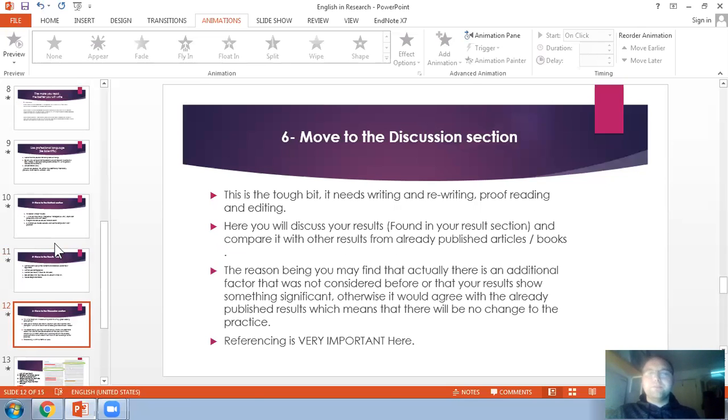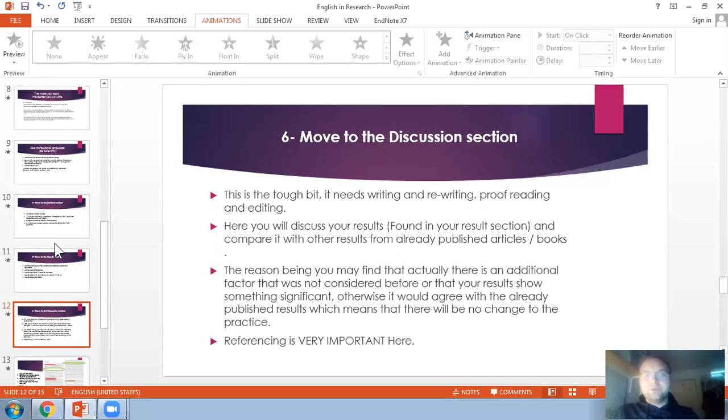And then you'd move into the bulk, which is the discussion. Again, this would need writing and rewriting, proofreading, and a lot of interaction between you and your seniors, and a lot of reading from various articles to structure it nicely, and at the very end, to take it from a draft to a finalized version.